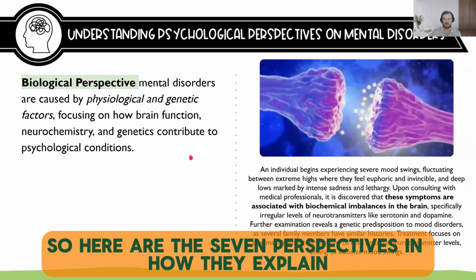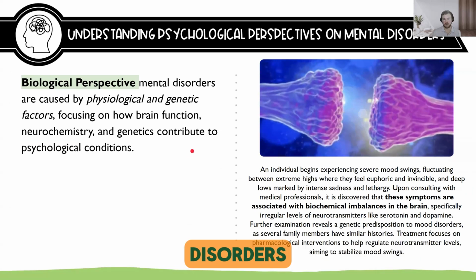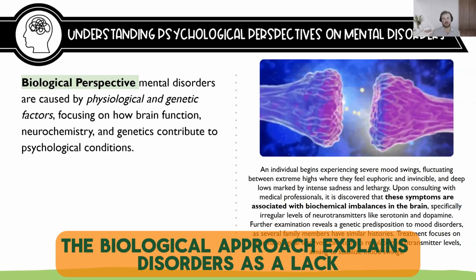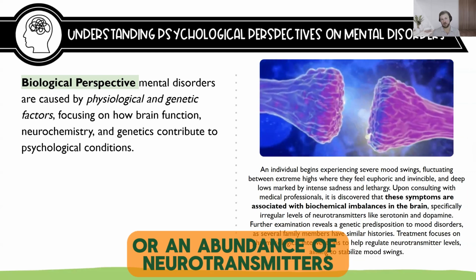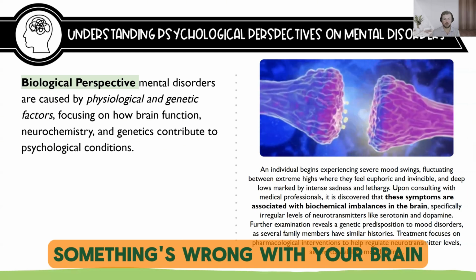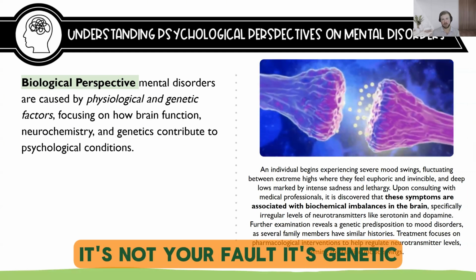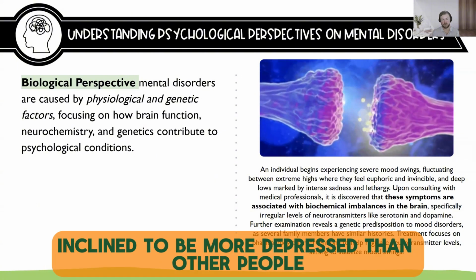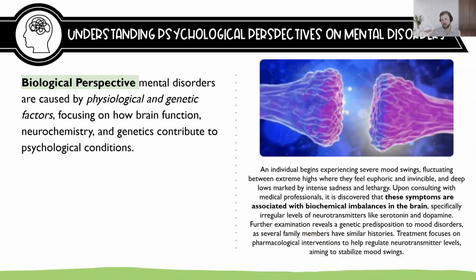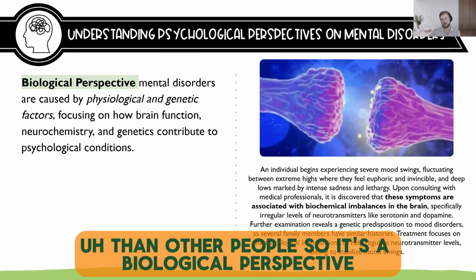So here are the 7 perspectives in how they explain disorders. The biological approach explains disorders as a lack or an abundance of neurotransmitters. So from the biological perspective, they say something's wrong with your brain. It's not your fault. It's genetic. You're genetically inclined to be more depressed than other people. And it just so happens that you have less serotonin than other people. So it's a biological perspective.